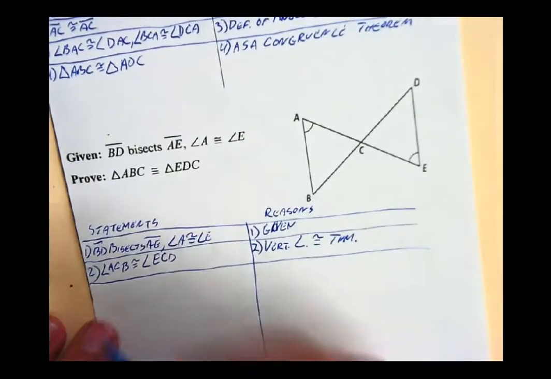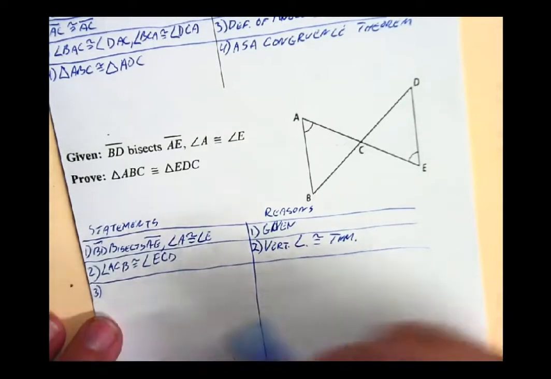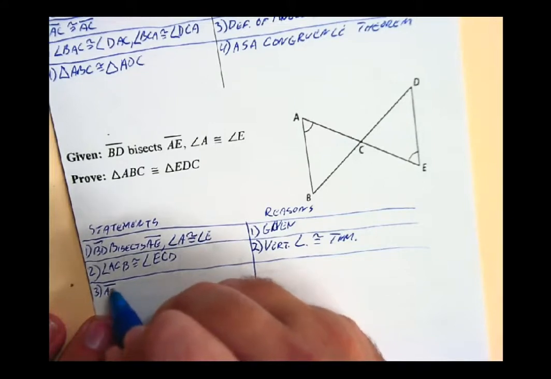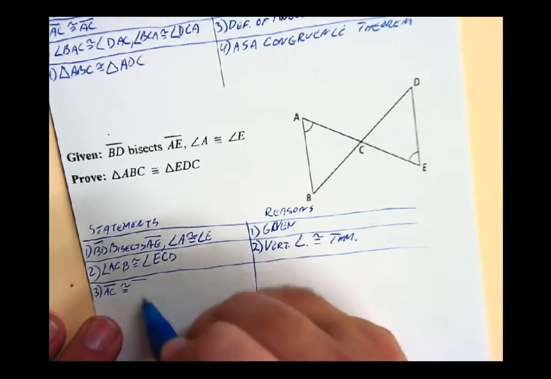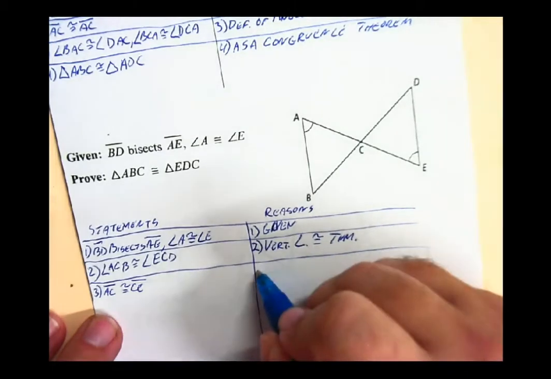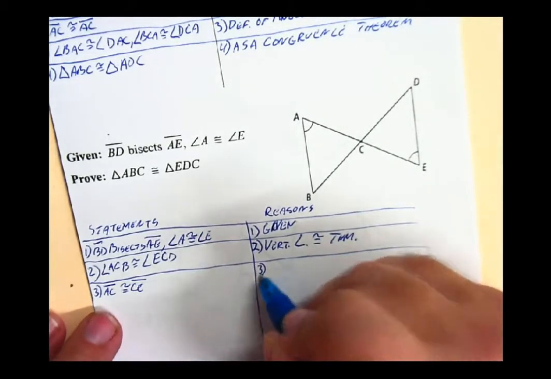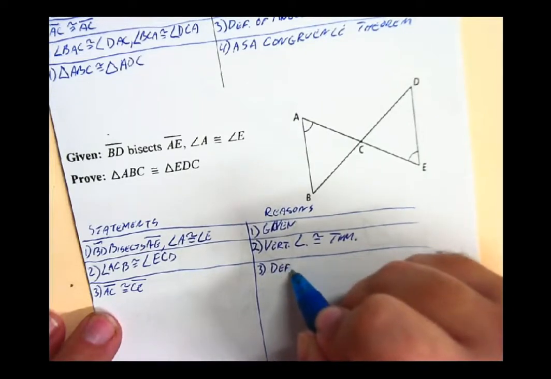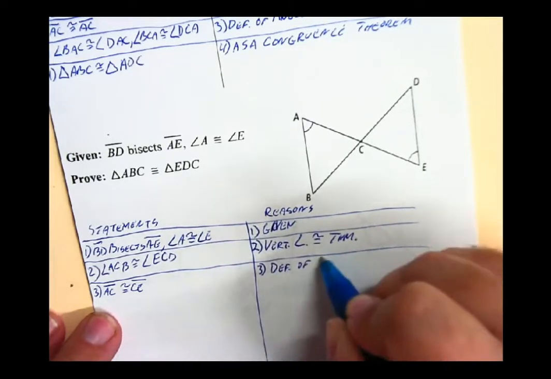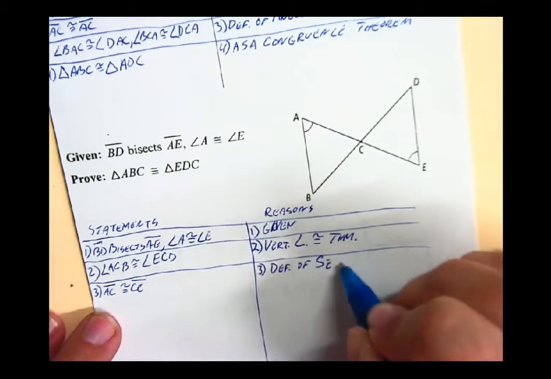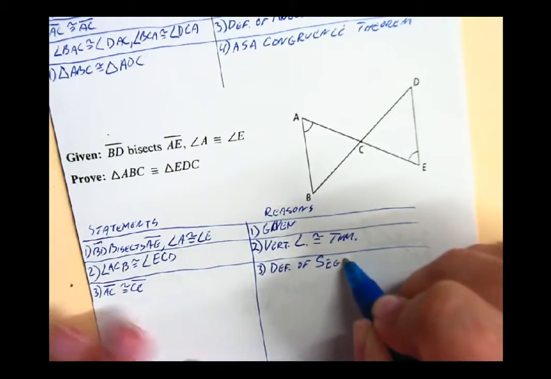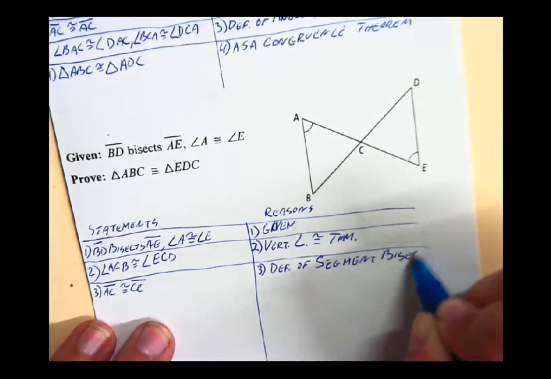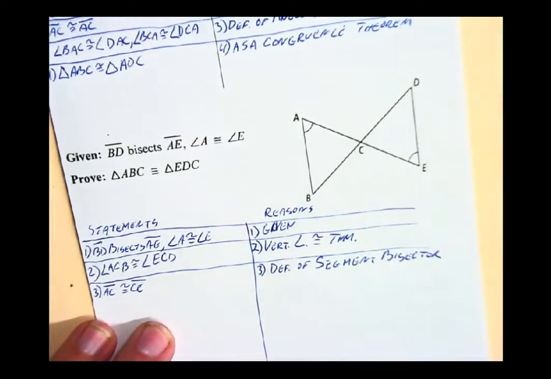So let's go ahead and write that down. That's probably going to be helpful since they gave it to us. So we can say that segment AC is congruent to segment CE, and we know this because of the definition of a segment bisector. All right? So definition of segment bisector. Do you need to specify this is a segment bisector, it's not an angle bisector? Segment bisector.